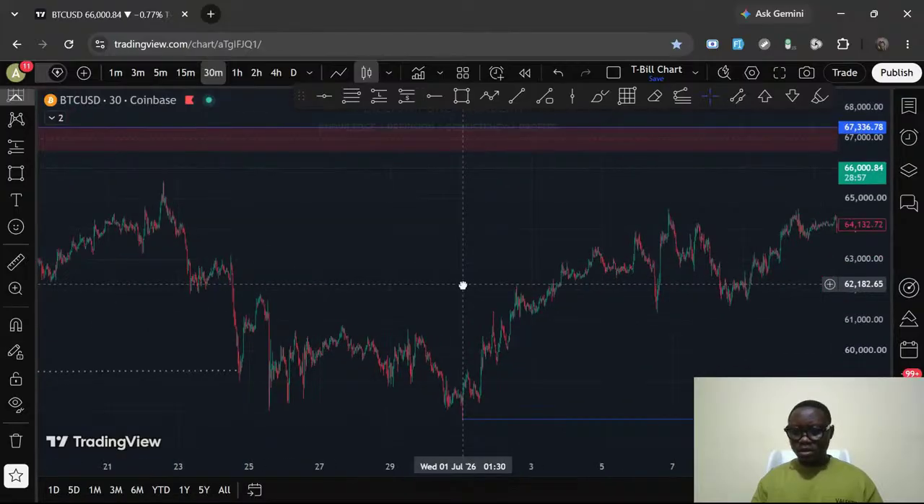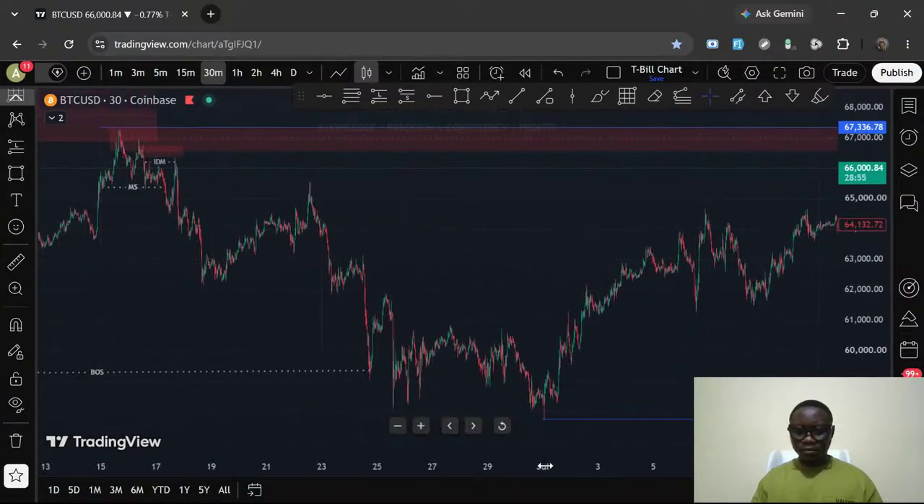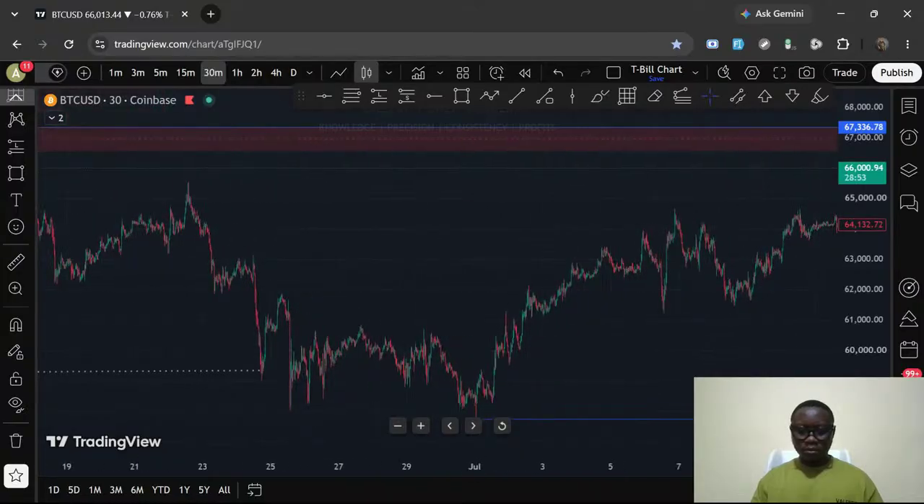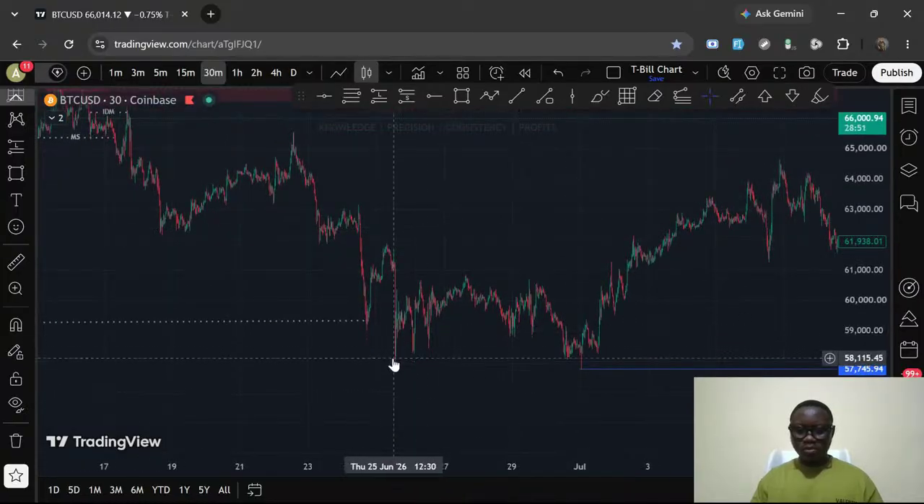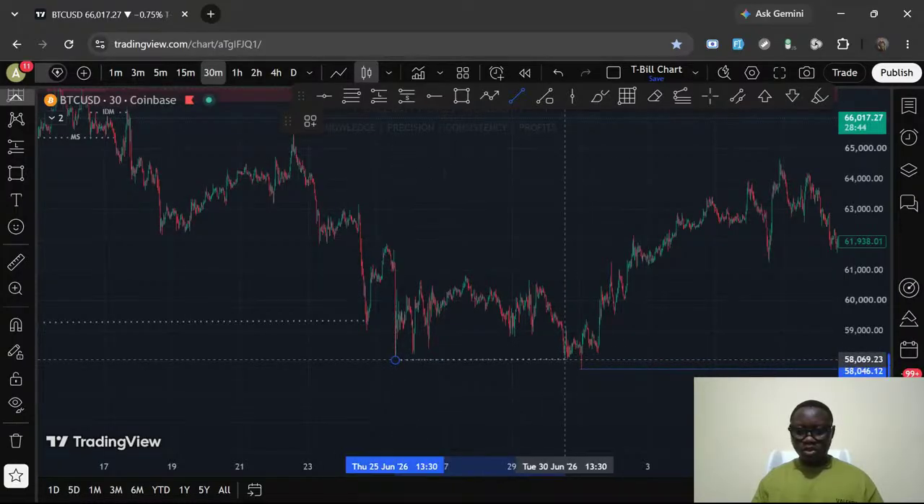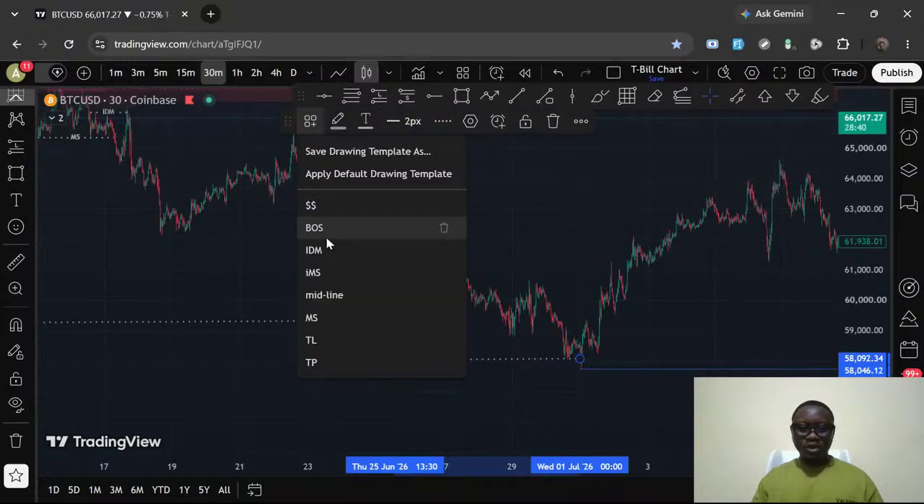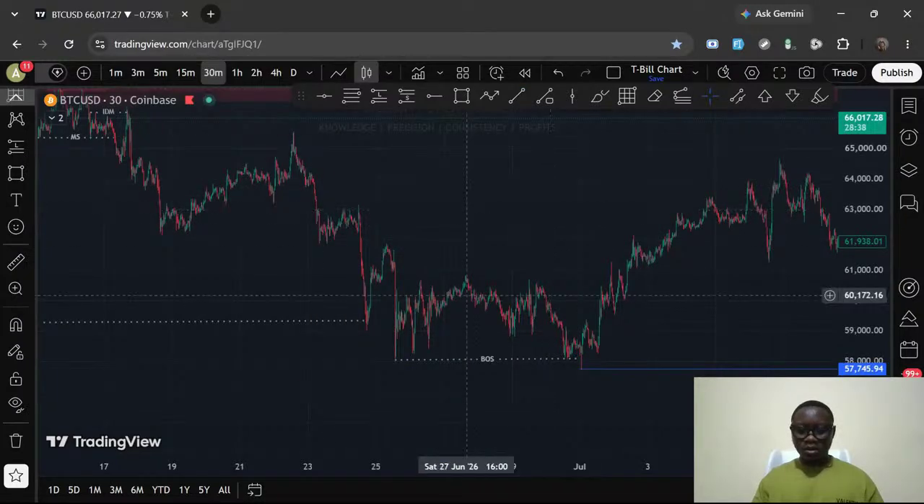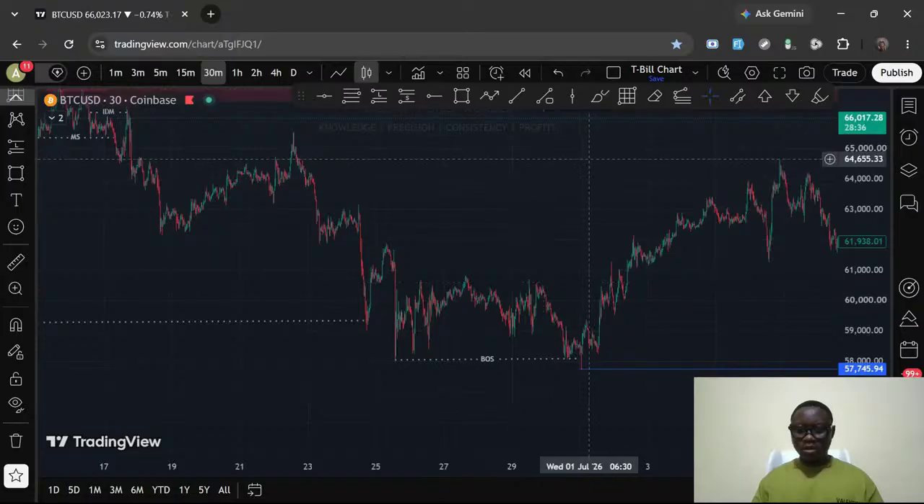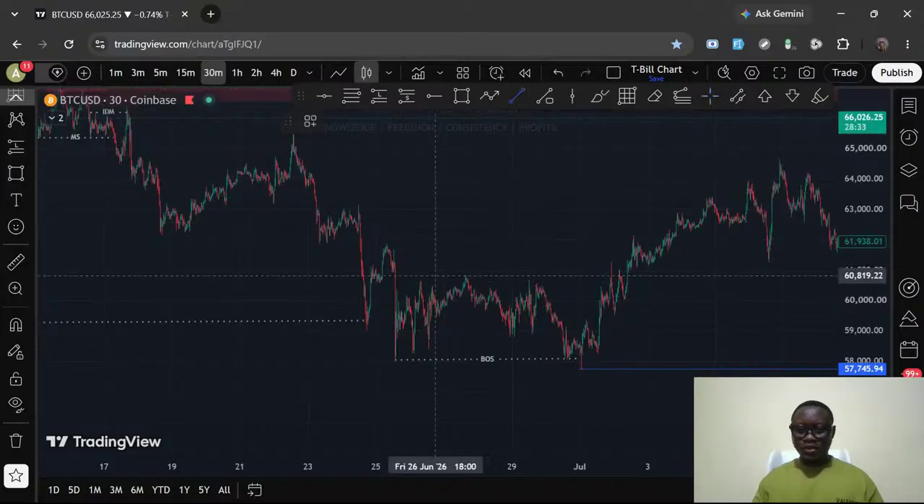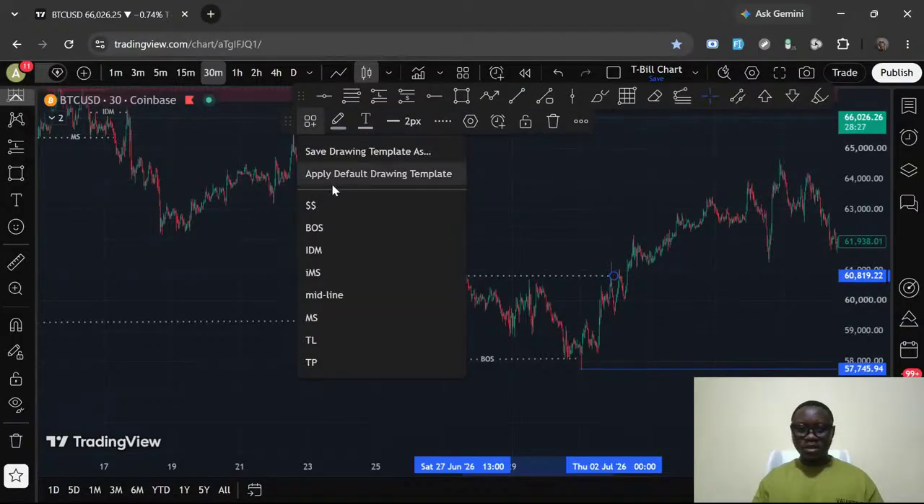All right, so this was the last break of structure to the downside from this bearish move. We got this last break of structure to the downside right here, BOS. Okay, then we got a market structure shift right here to the upside. MS.